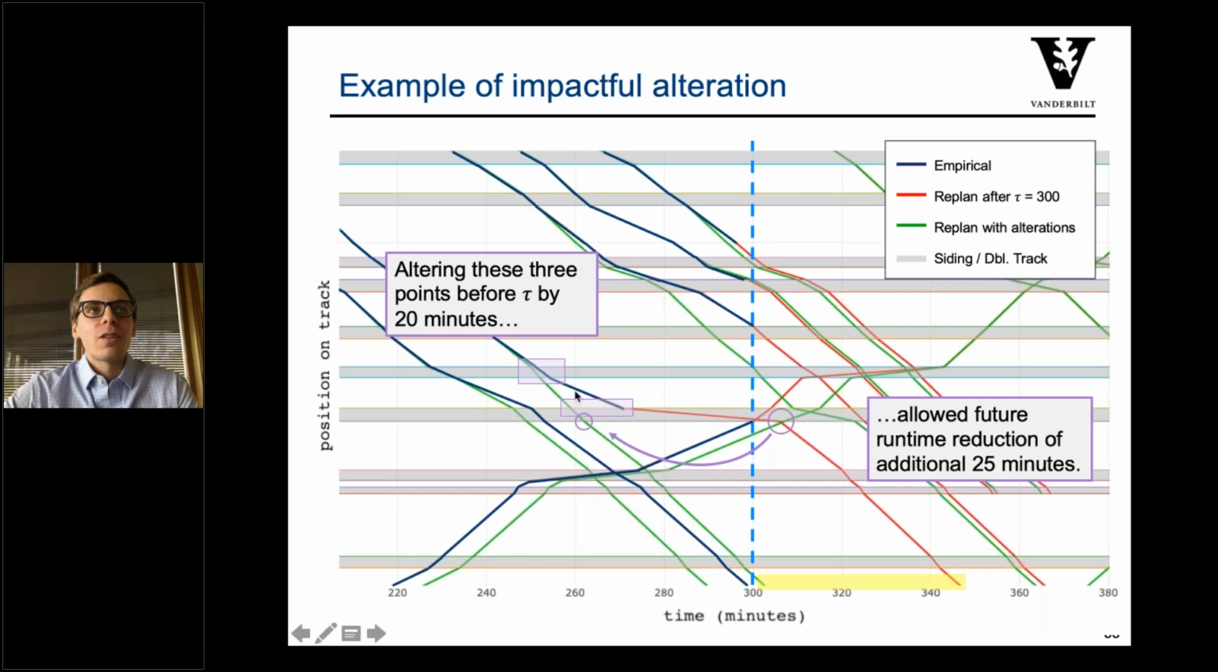By changing these timing points from their empirical values, the blue trajectory, to the points on this green trajectory, we're able to realize a better overall trajectory for this particular train to the tune of 25 minutes. So by adjusting these earlier timing points, this train could have run 25 minutes faster, and we would have gotten a significant runtime reduction out of it. So this is, again, just highlighting these really impactful small changes that would have had an outsized ability on our replanning into the future.